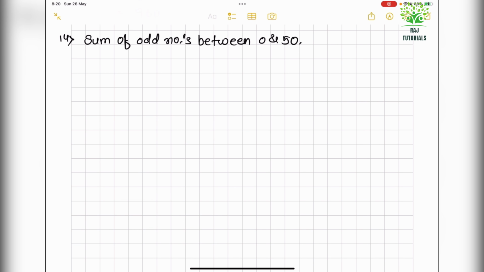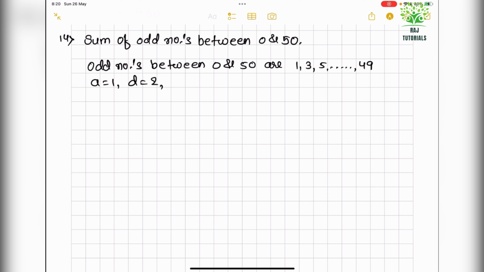Next he has asked us the sum of odd numbers between 0 and 50. So odd numbers between 0 and 50 are 1, 3, 5, till the last number, which will be 49. So here a is 1, d is 2, n is unknown, and the last term an is 49. So he has asked me the sum.